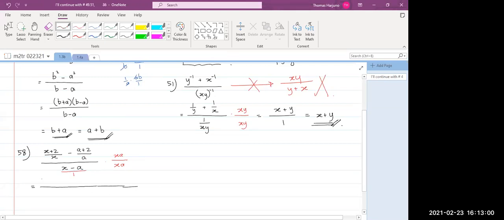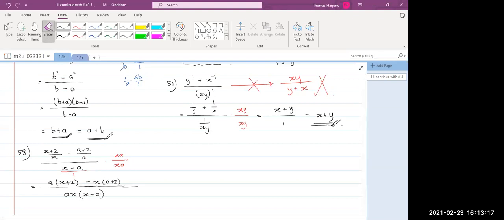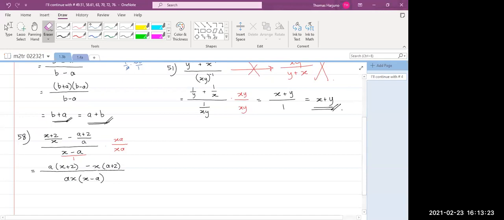Okay, so on the top left, now this is a lot easier. This is a times x plus 2 minus x times a plus 2, over ax times x minus a. Oh, almost. See, if you overthink that and you overdo it, then it becomes so nasty. And from here it becomes a lot easier.